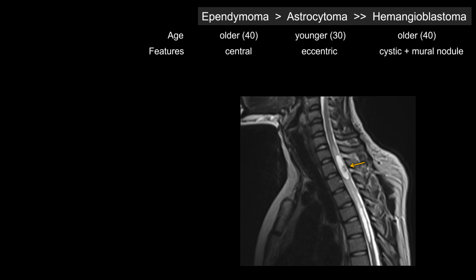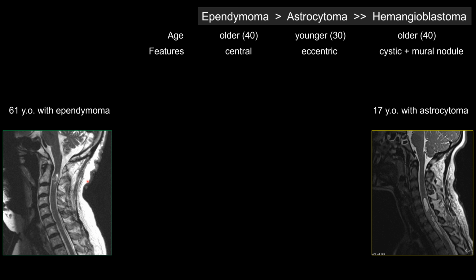Another feature they like to talk about to distinguish between ependymoma versus astrocytoma is that because ependymoma is derived from the ependymal cell in the central canal, its location tends to be more central, whereas astrocytoma tends to be eccentric.